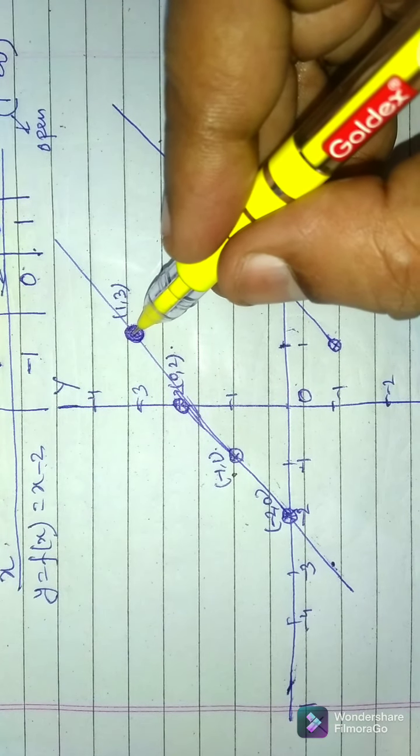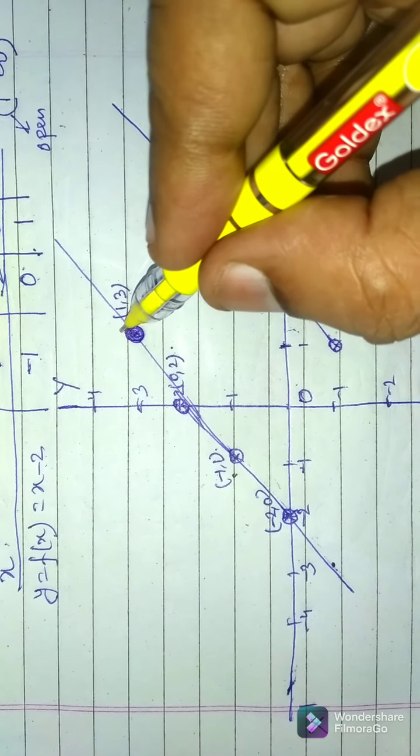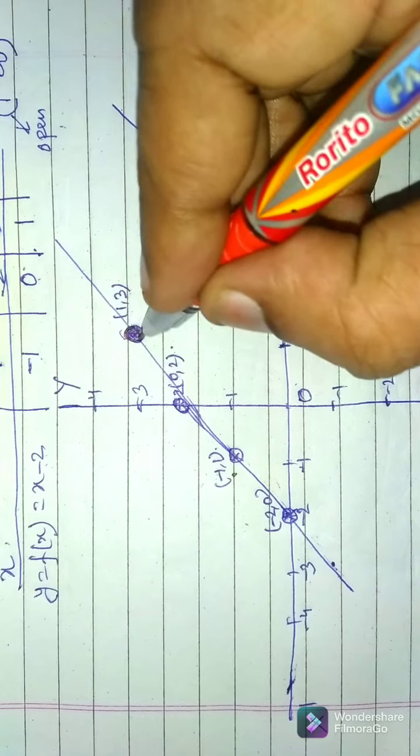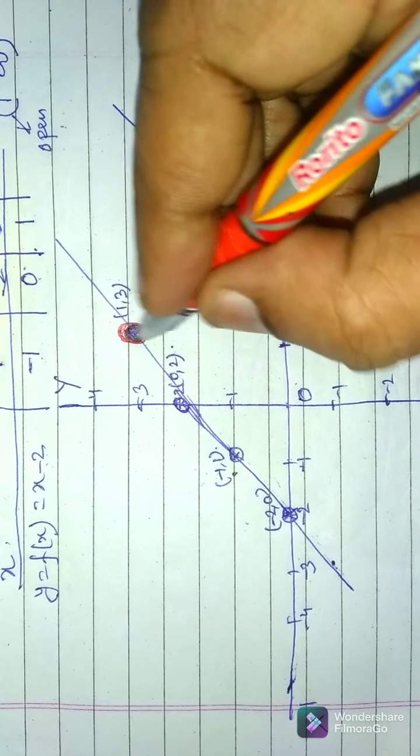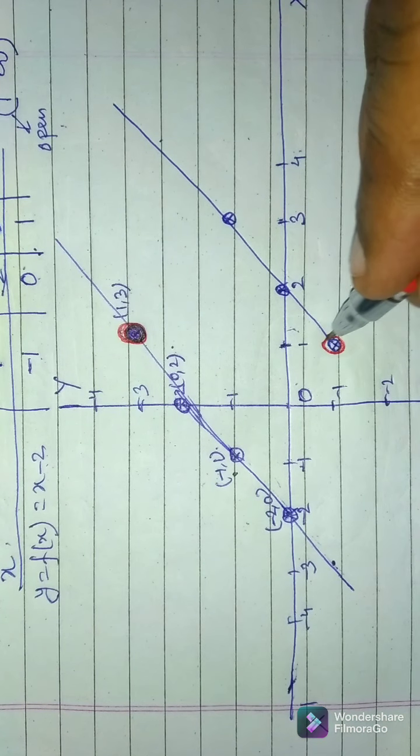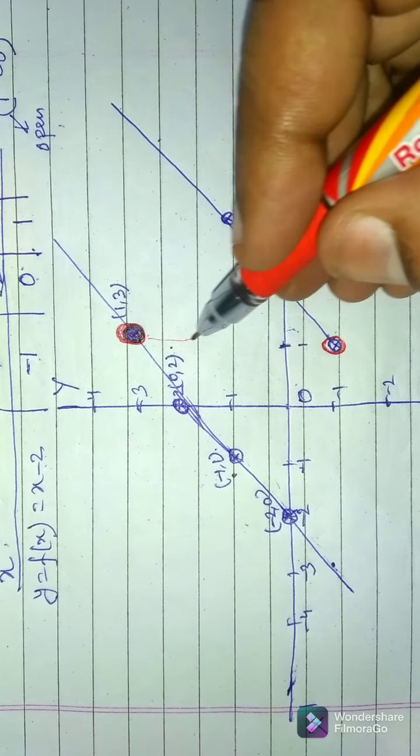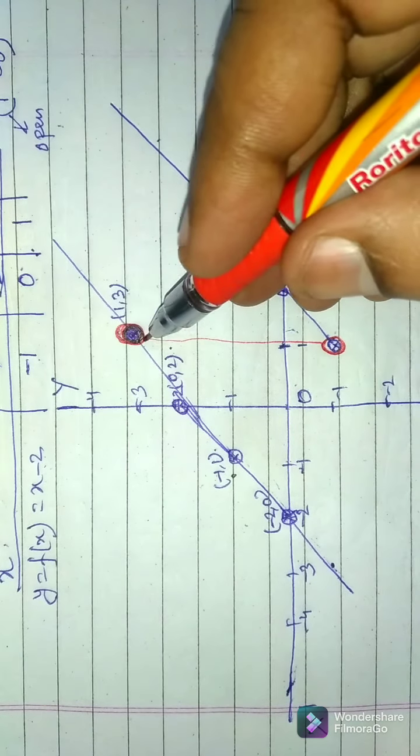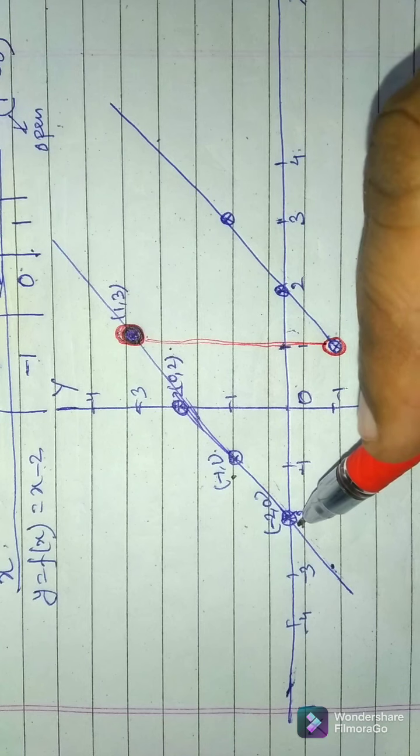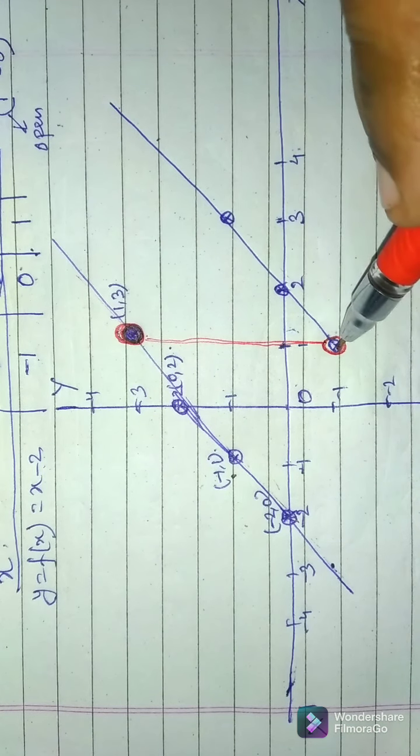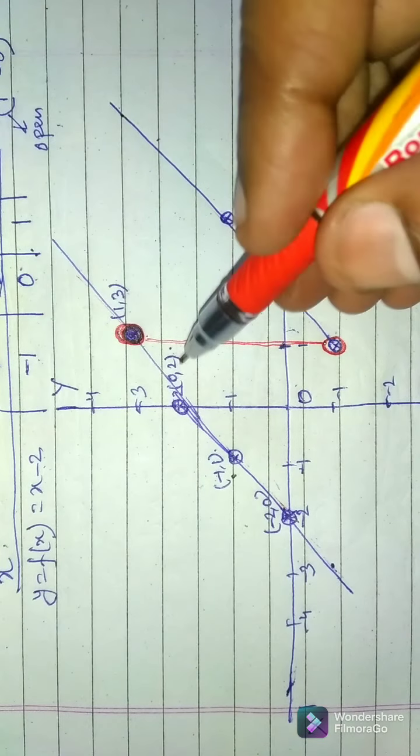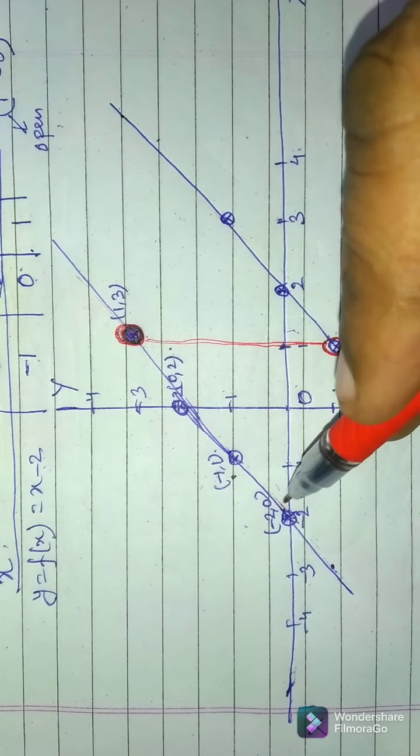I will just give the red sign. So this one and this one are not coinciding. Here there is a jump, there is a gap. So there is a gap here. So we cannot draw the graph without lifting the pen. Here we have to lift.